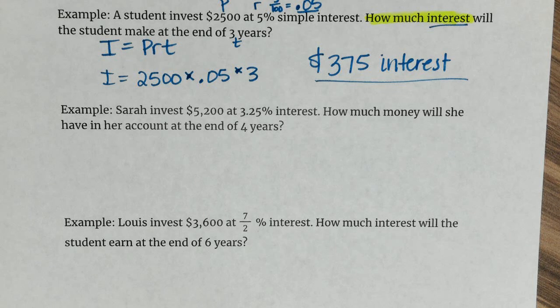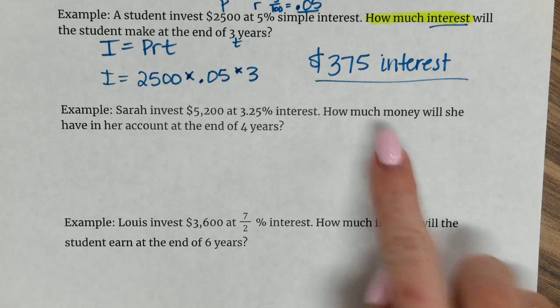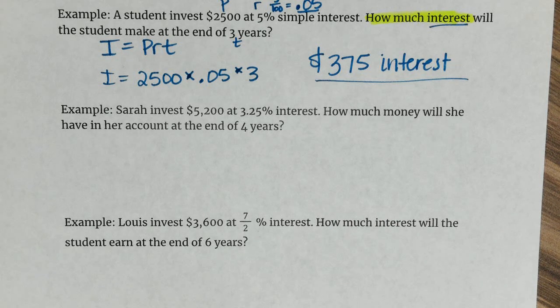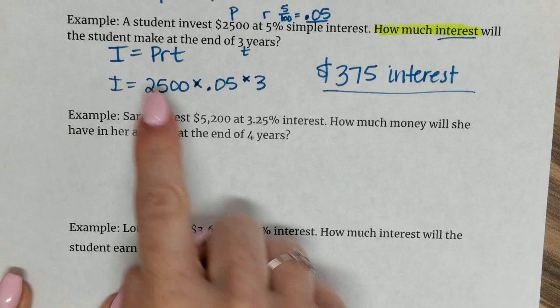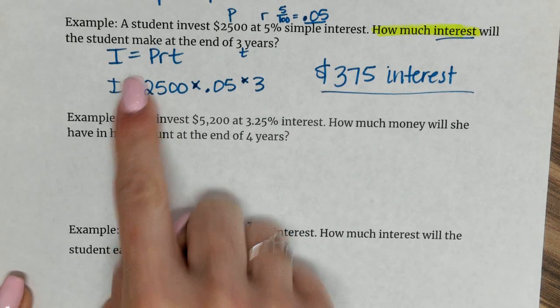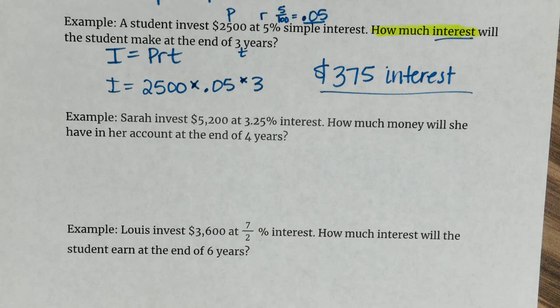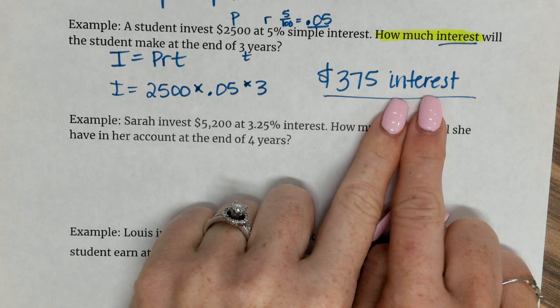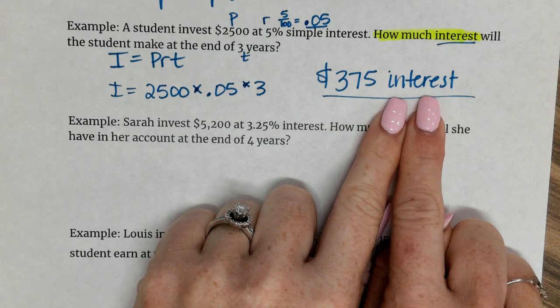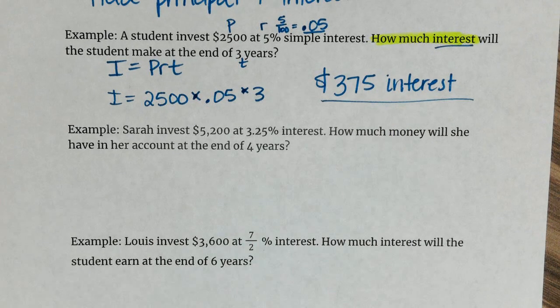Okay, now, did it ask for the interest? Did it say how much interest? Or did it say how much money will she have in her account? So, this formula is not going to give me the final answer, is it? It's only going to give me the interest. So I'm going to have to take it a step further.